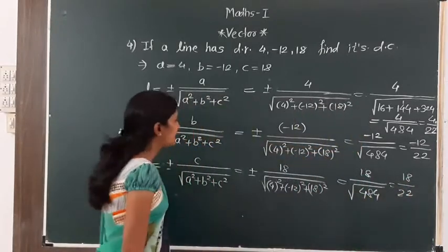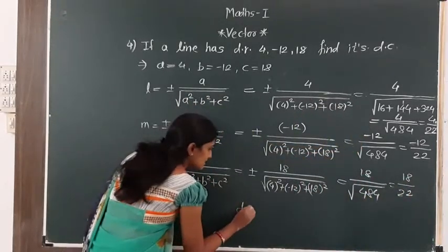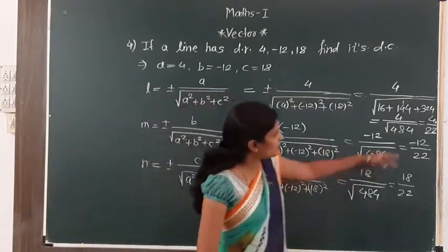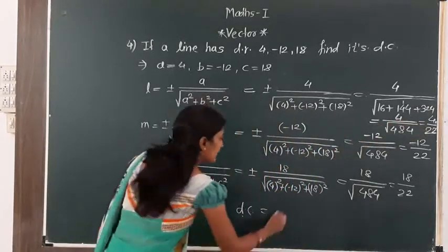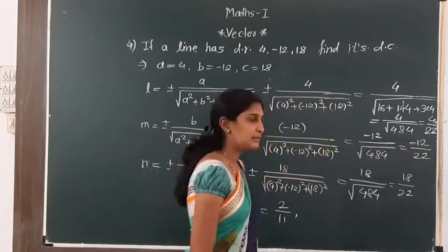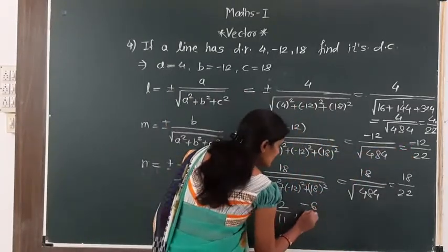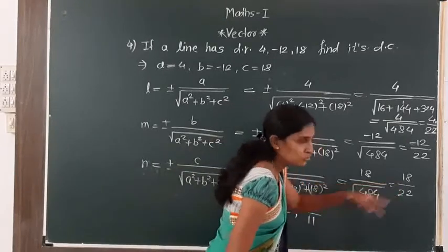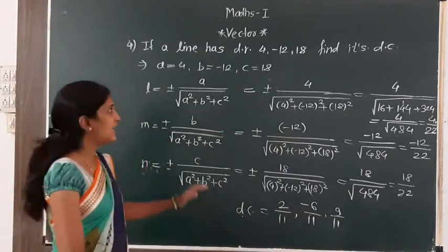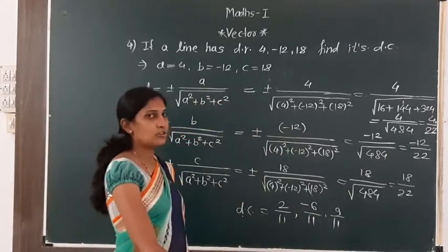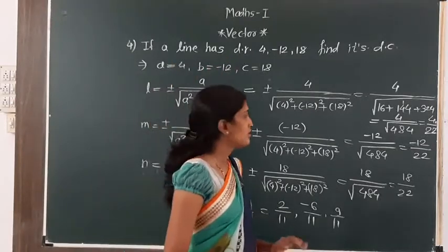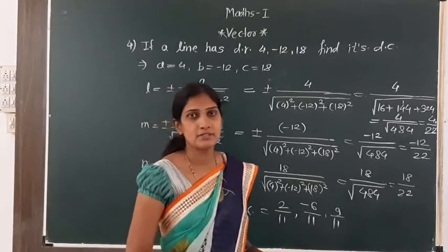So the direction cosines are 4 upon 22, minus 12 upon 22 and 18 upon 22. If we divide by 2, then we get 2 upon 11, minus 6 upon 11 and 9 upon 11. So this is the direction cosine of that line. So these are the examples.